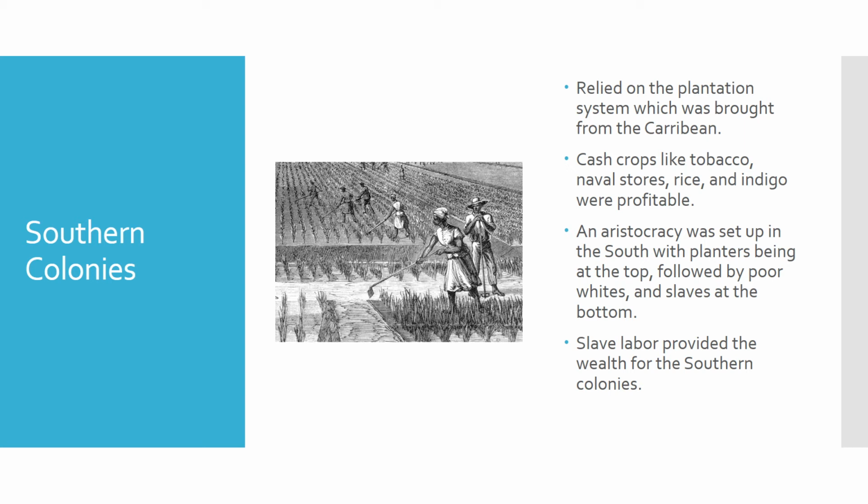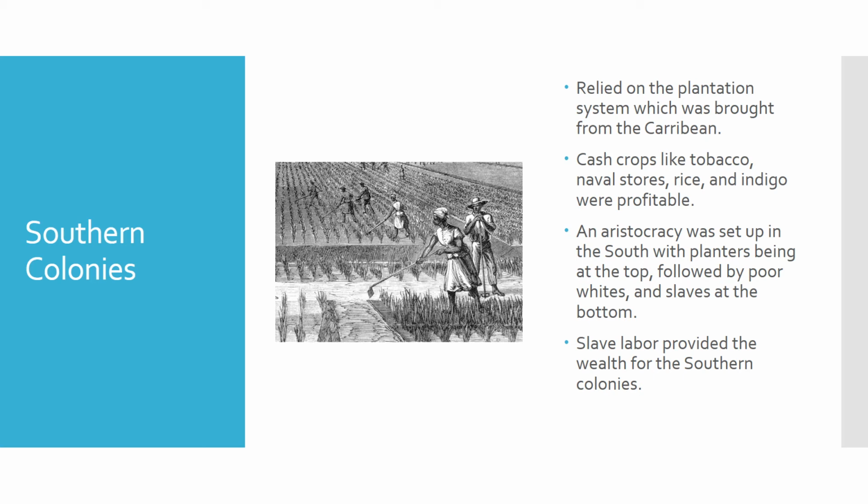And then at the bottom of the society, of course, were slaves who were brought over from Africa and forced into working against their will. And then, of course, like we said, slave labor is going to provide the majority of the wealth for the southern colonies. The southern colonies are going to become very wealthy. In fact, South Carolina became the wealthiest colony in America.